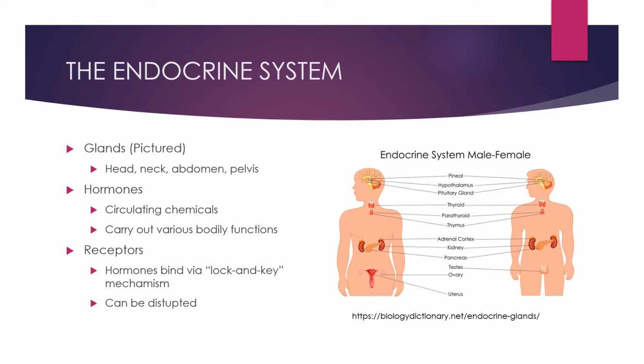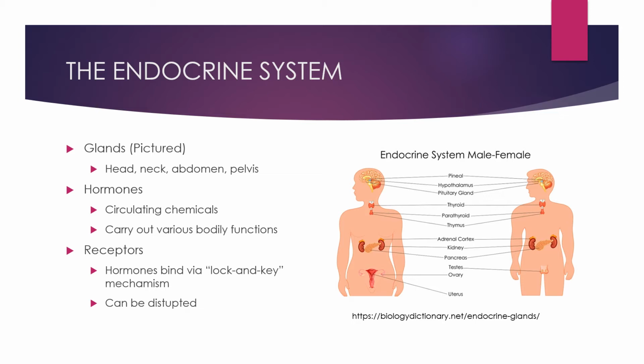primarily in 4 regions. First, the head, which contains, if you look in this picture on the right, the pineal gland, the hypothalamus, and the pituitary gland. Endocrine glands are also in the neck, namely the thyroid, parathyroid glands, and the thymus. They are also located in the abdomen region via the adrenal cortex, the kidney, and the pancreas. And they can also be found in the pelvis. In men, they will be in the testes, and in women, they will be in the ovaries. This is the main difference between men and women. The rest is pretty much the same in the abdomen, neck, and head.